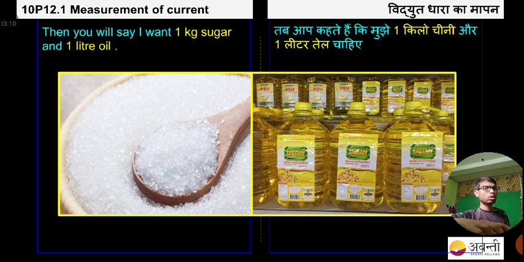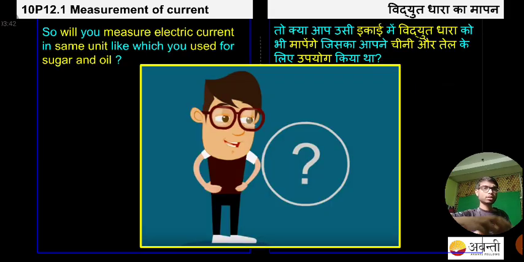How? The shopkeeper will measure the mass or weight of the sugar by using a device. And here we will use a device which is used to measure electricity. To measure electricity there is another device. To measure all these types of quantities, we use different devices.